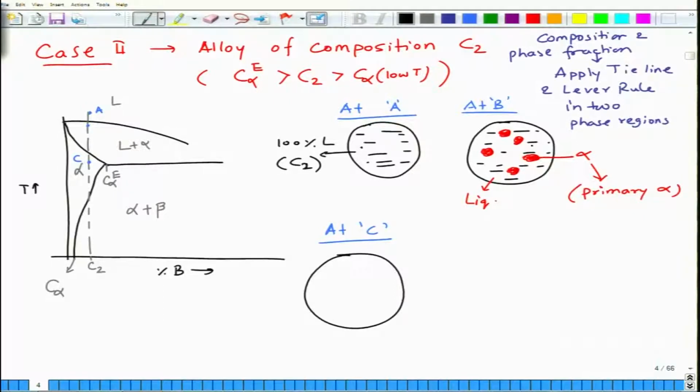So at point C, this alpha would have grown into bigger pieces and finally the liquid is completely solidified. So what you will have is these chunks of alpha. See the grains of alpha which are separated by grain boundaries. So these are grain boundaries, and the overall composition of the alloy is same as C2.